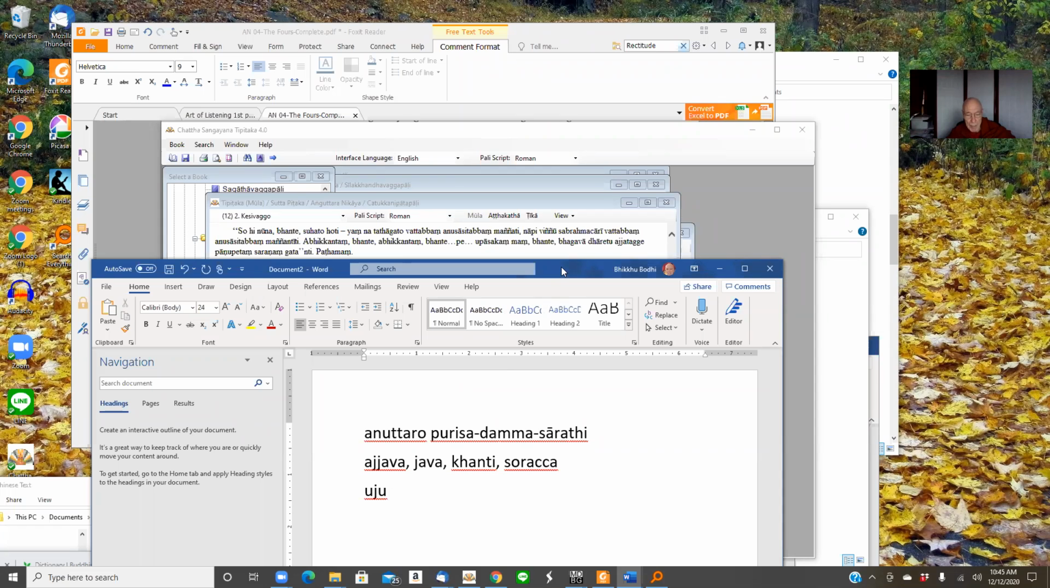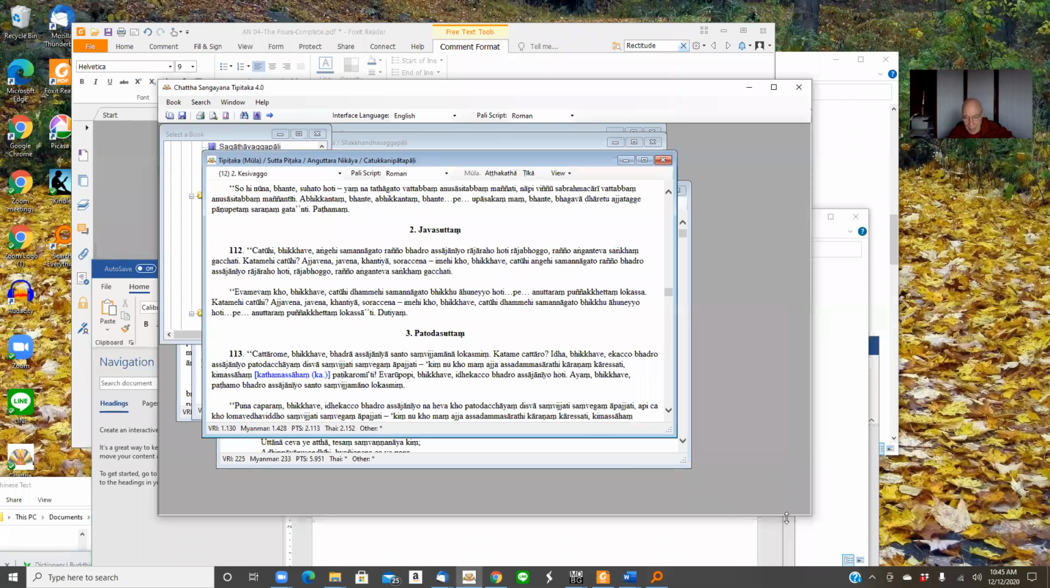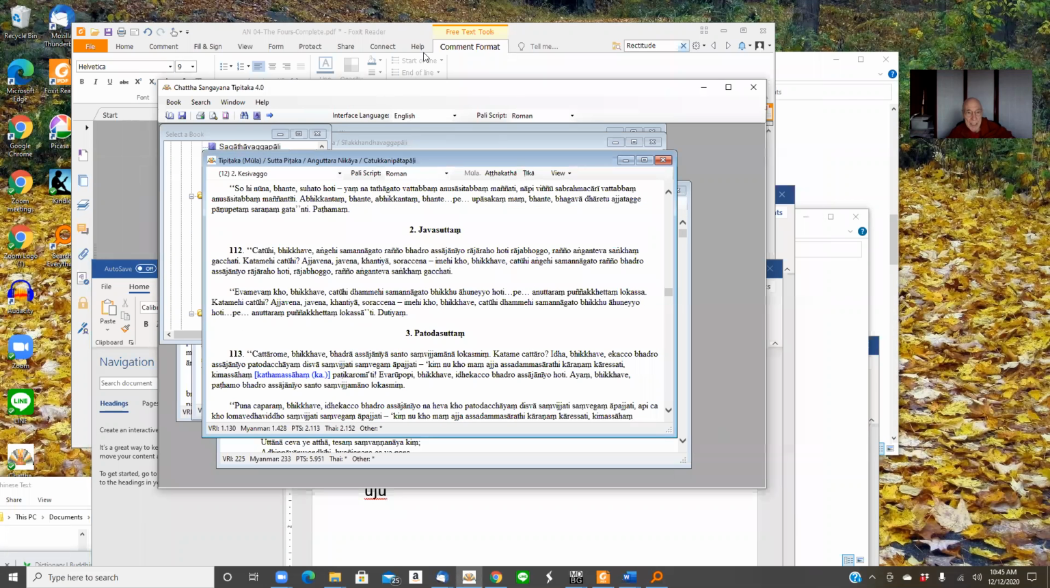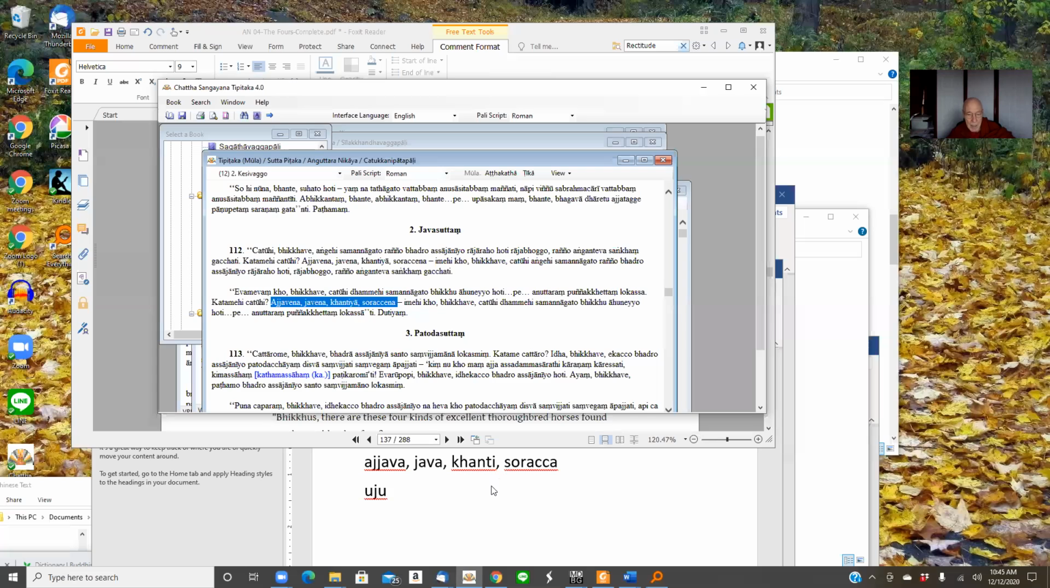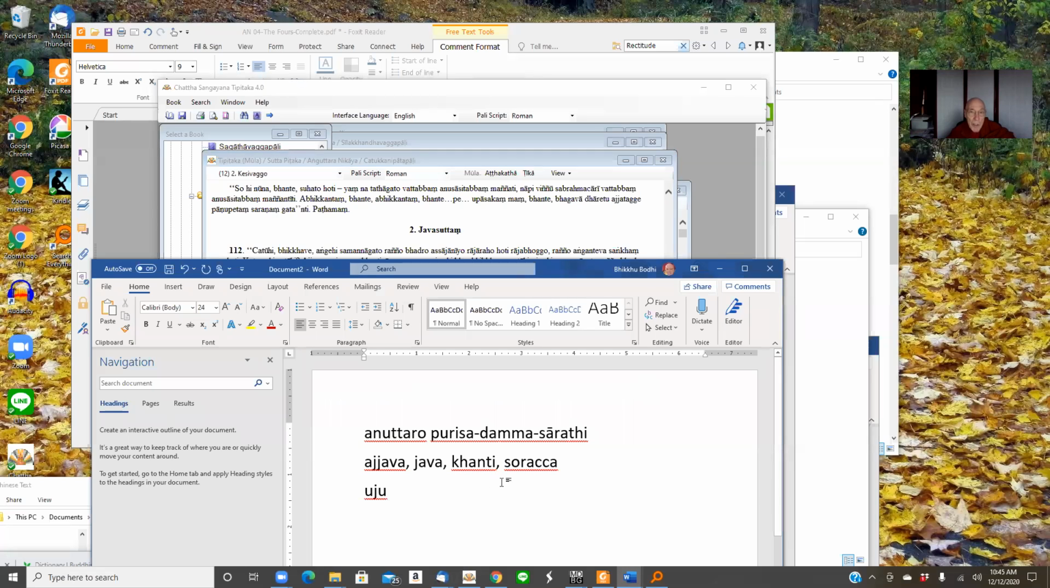I'm going to skip over Java. I'll come back to Java. It's not Java like the island in Indonesia, but Java. The third quality, of course, is quite obvious. It's Khanti, patience. And we'll see why patience is meant. And then the 4th quality is mildness. It's being gentle, humble. We could say also receptive, responsive. Those are some of the qualities that enter into Soracca.